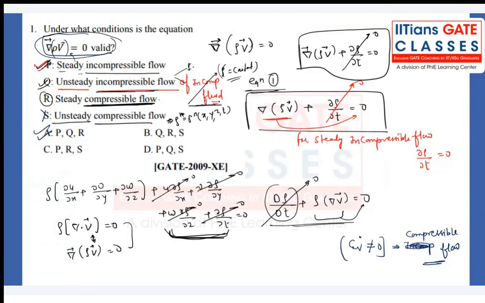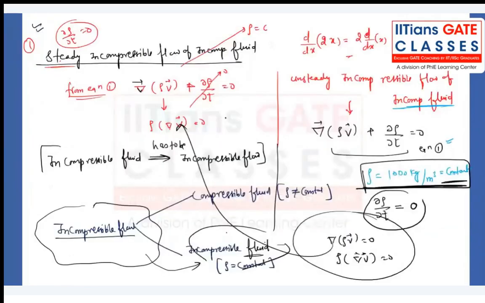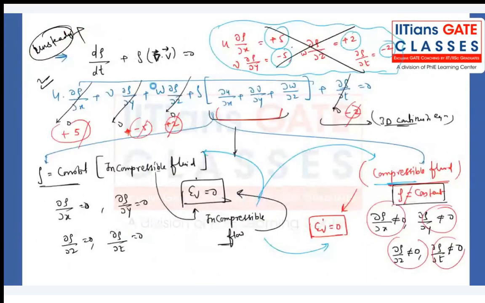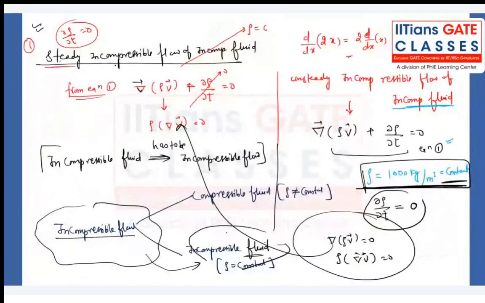If density is constant, as I told you, for incompressible flow of an incompressible fluid, you will get this particular equation, right? And even if you take unsteady incompressible flow, you will once again end up getting the same equation, because this term will be zero.